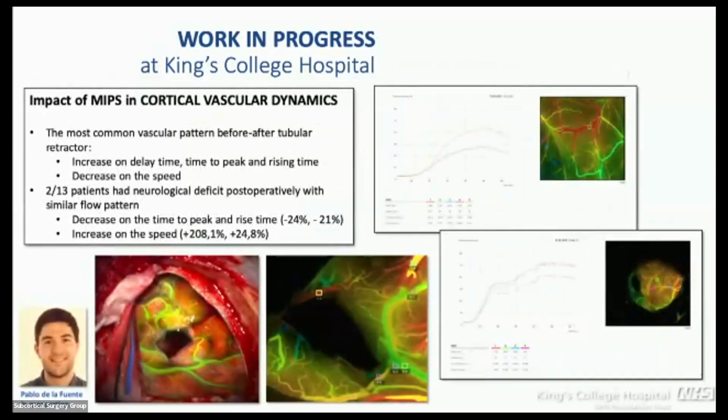And not only ischemia, we're looking also at the vascular dynamics of the cortex. We are doing fluoroscopy intraoperatively with ICG before the resection and at the end of the resection. We are gathering data in regards to delay time, time to peak, rising time, and speed for the vessels. We have seen a pattern repeating for the patients that have deficits after surgery, where we can see a decrease in the peak and rise time and an increase in the speed. We sort of explain this from a mechanical perspective. This is far from finished. We still have a lot of work to do. We just thought it's exciting to share with you.